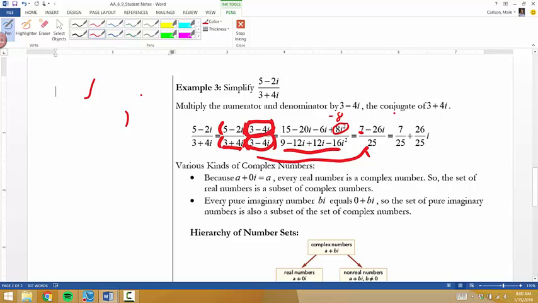And then finally, I need to write it in a plus bi form, so I need to split that up. So remember that I have to put 25 under both of these values from the top, so it'd be 7 over 25 plus 26 over 25 times i. So I've got my a part, my b part times i.